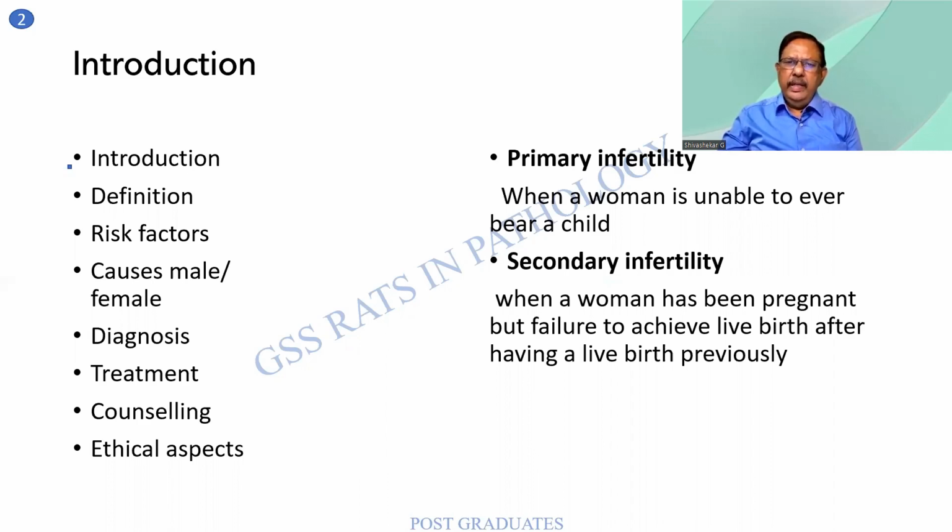Primary infertility is a term that is used when a woman is unable to ever bear a child. Secondary infertility, on the contrary, is when she has been pregnant earlier, but then fails to achieve a live birth after having given a live birth previously. So these are two different terms which we shall keep in the corner of our mind.